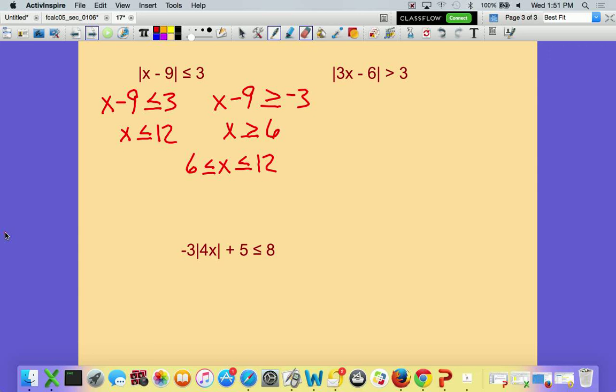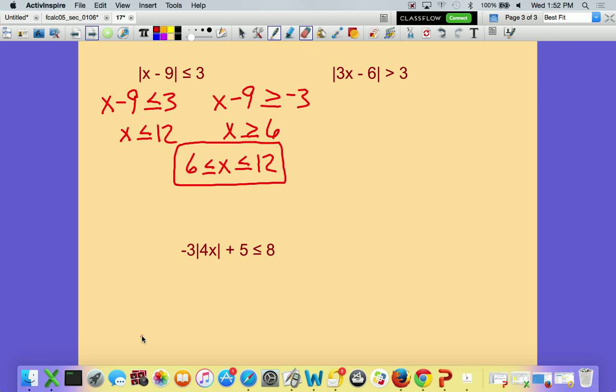So that does work. Say I wanted to test it some more. Say I wanted to put a 5 in there. We don't think it's going to work, but let's try it. 5 minus 9 is negative 4. Absolute value of negative 4 is 4, which is not less than 3. So 5 doesn't work. Will 13 work? 13 minus 9 is 4, which is not less than 3 either. So we just proved that that is our answer.